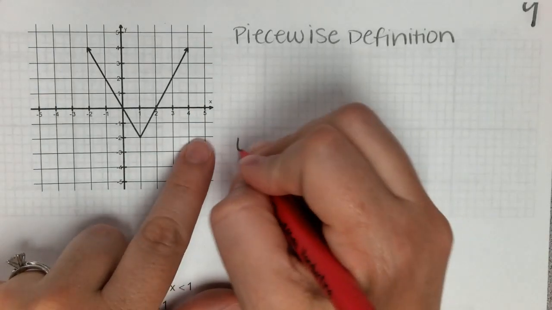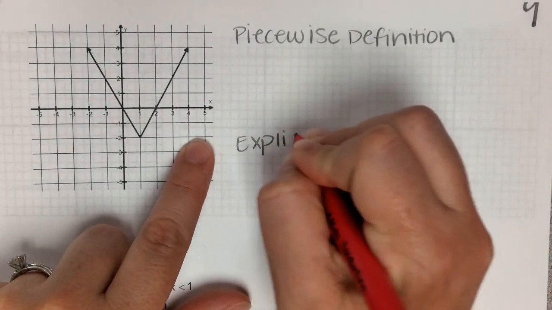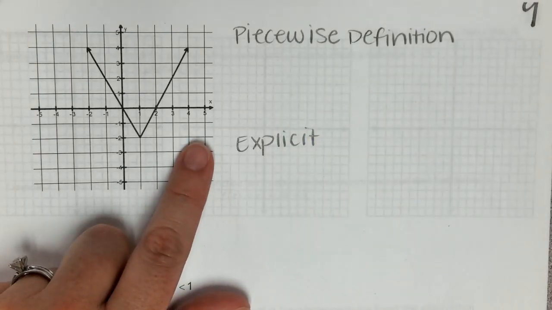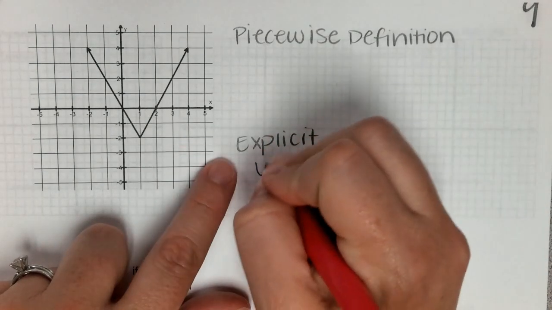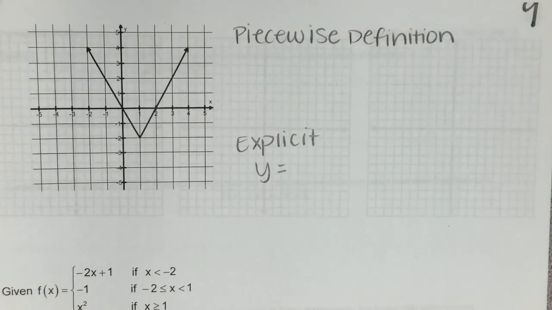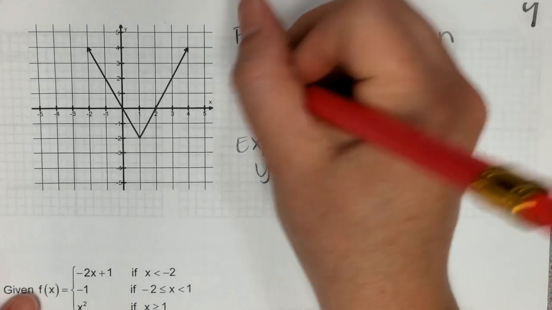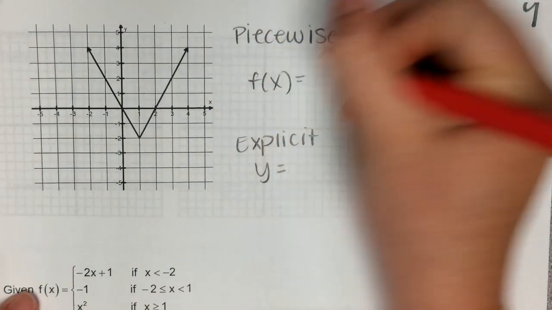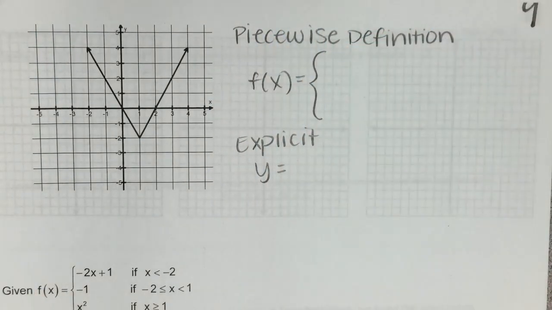And then I want you to write an explicit equation. An explicit equation means write one equation for that picture. So I want you to do both. I want you to write me one equation for that picture, and then I want you to write me a piecewise definition using two pieces as well. If you're following along at home, you can pause the video and try this and then check your answer.